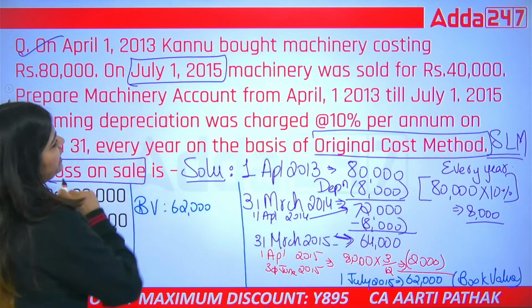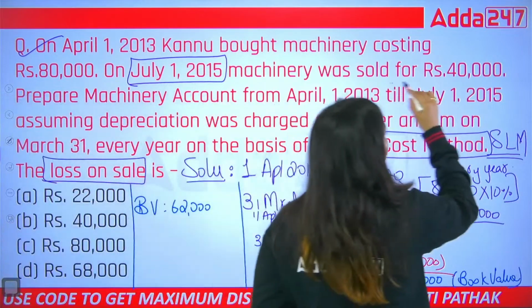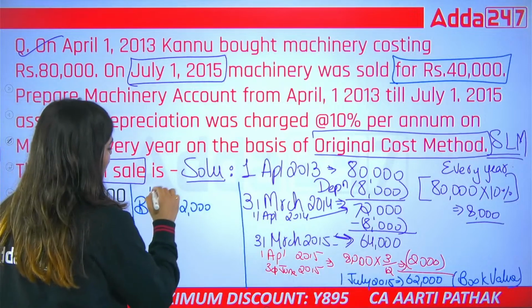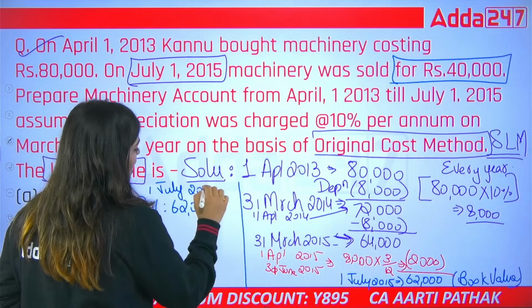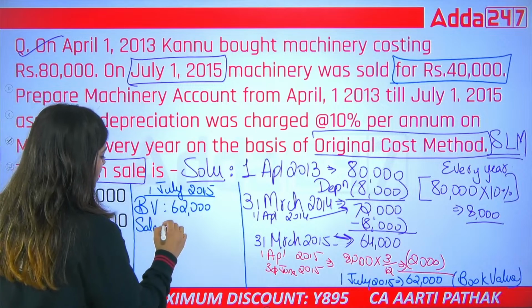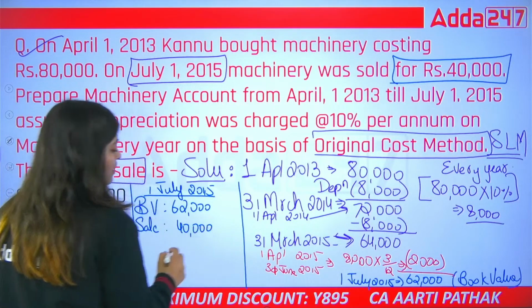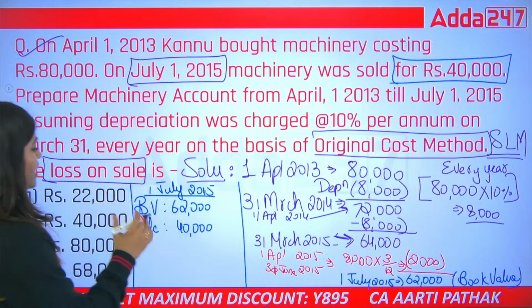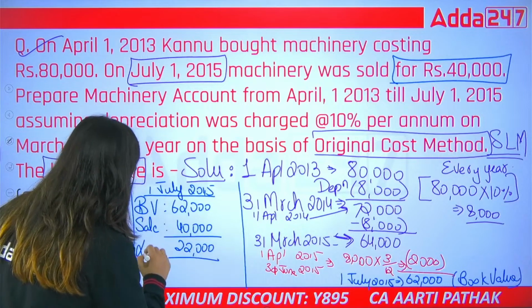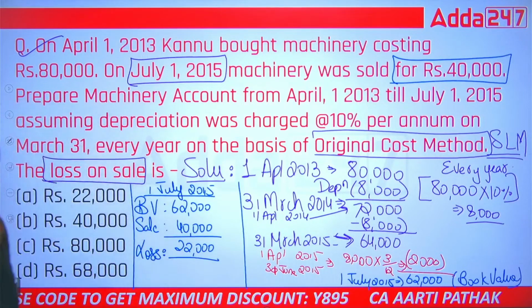Now, but we are selling this machine for 40,000. Means on 1st July only, now we are talking about this 1st July 2015. On this day, you sell the machinery for 40,000. But its value is 62. So finally, what is the loss in this? 22,000. The loss on sale is how much? That is your 22,000. This is how we need to calculate.